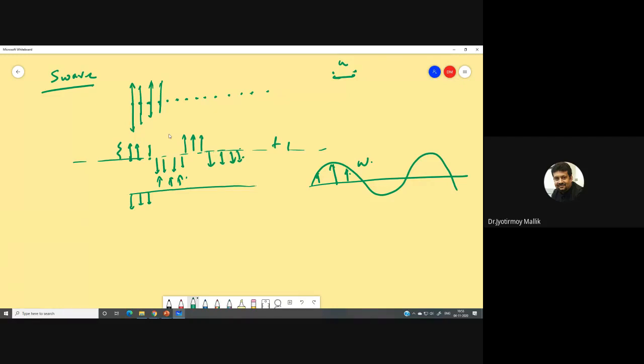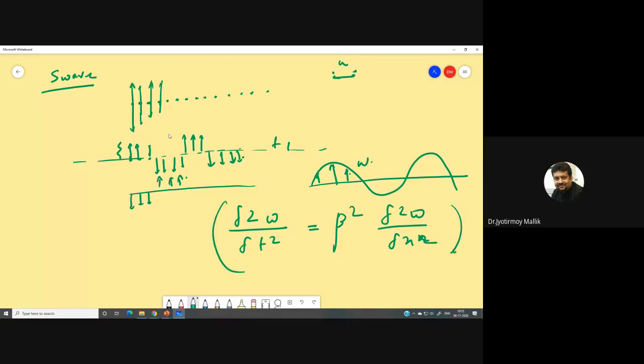You should read it from Lowry's book, pretty much included in your syllabus, but I'm not doing the derivation for you. You can find the wave equation becomes delta square w by delta t square equals beta square delta square w by delta x square, where beta is equal to root over mu by rho. Mu is shear modulus. Now, for liquid and gas, we know that the shear modulus is 0. So, beta will be 0.